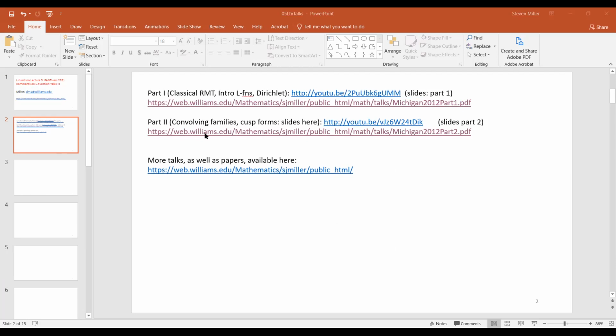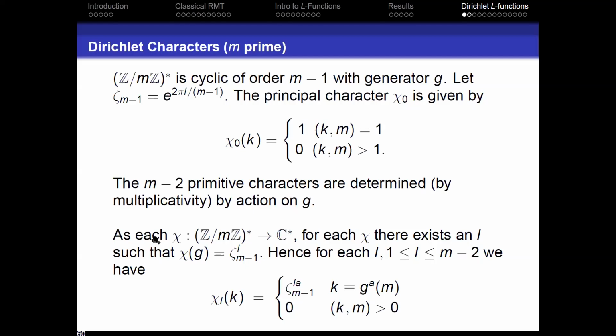And so what I might do, did we talk about Dirichlet L-functions last time? If not, let me talk about Dirichlet L-functions quickly. This will give you a little bit of a sense of what's going on. This is the simplest possible case.